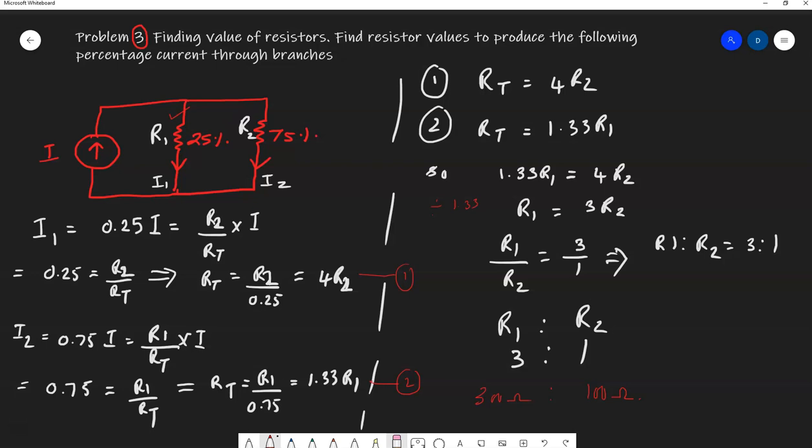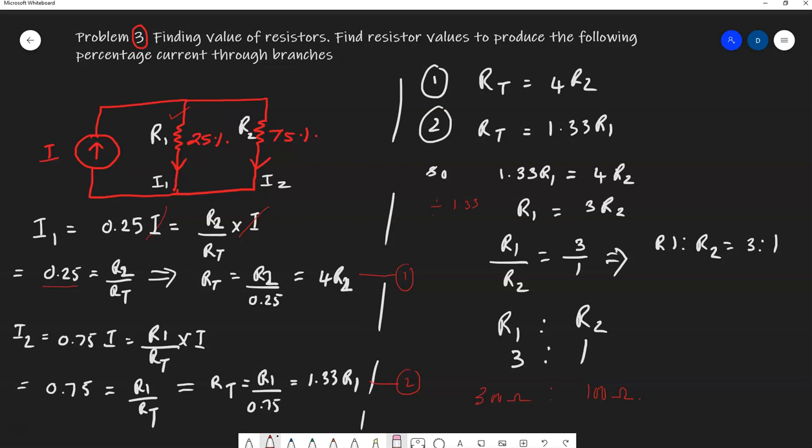If you start simplifying this, you'll end up having 0.25 is equal to R2 by RT, because I will cancel away, and I'm going to get the RT as the main variable here. So RT is equal to R2 by 0.25, or 4 times R2. This is the first equation.